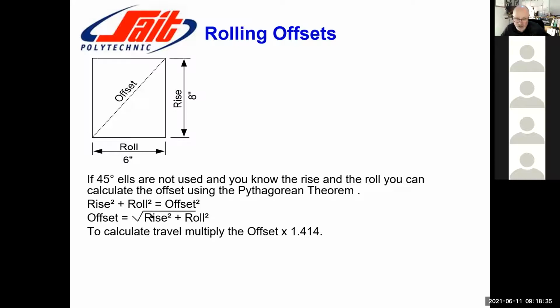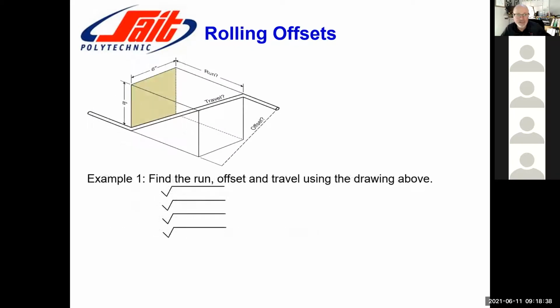So we'll continue on now. The next one is we're going to find the run, the offset, and travel using this drawing above. The run and the offset are equal in a 45 degree. If these are 45s being used, the run and the offset are equal. So we calculate that by 8 squared plus 6 squared. That would be 64 plus 36 equals 100. Then you square root it. So the run or the offset is equal to 10 inches.